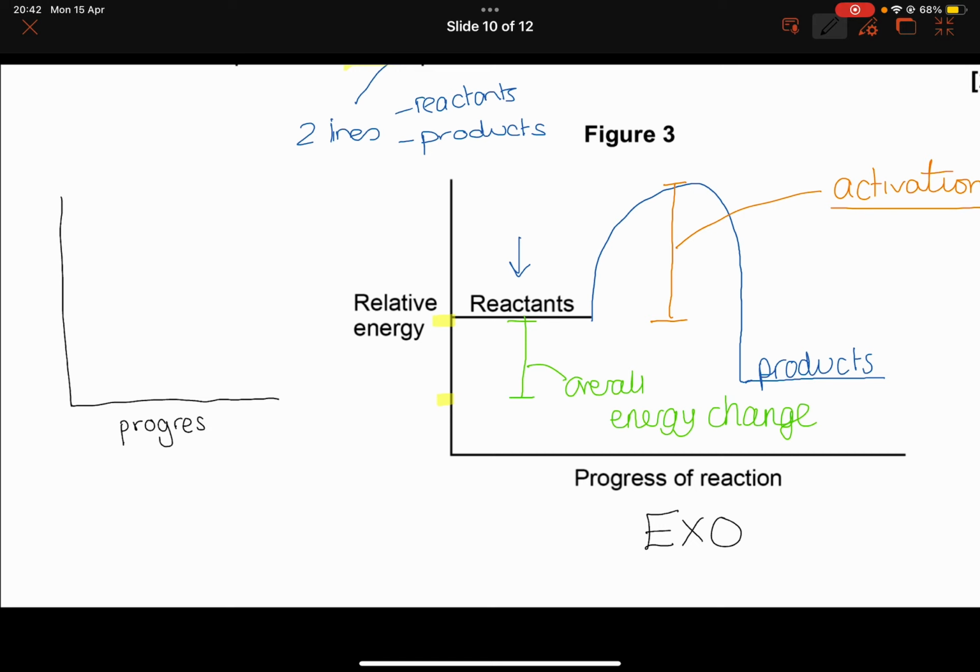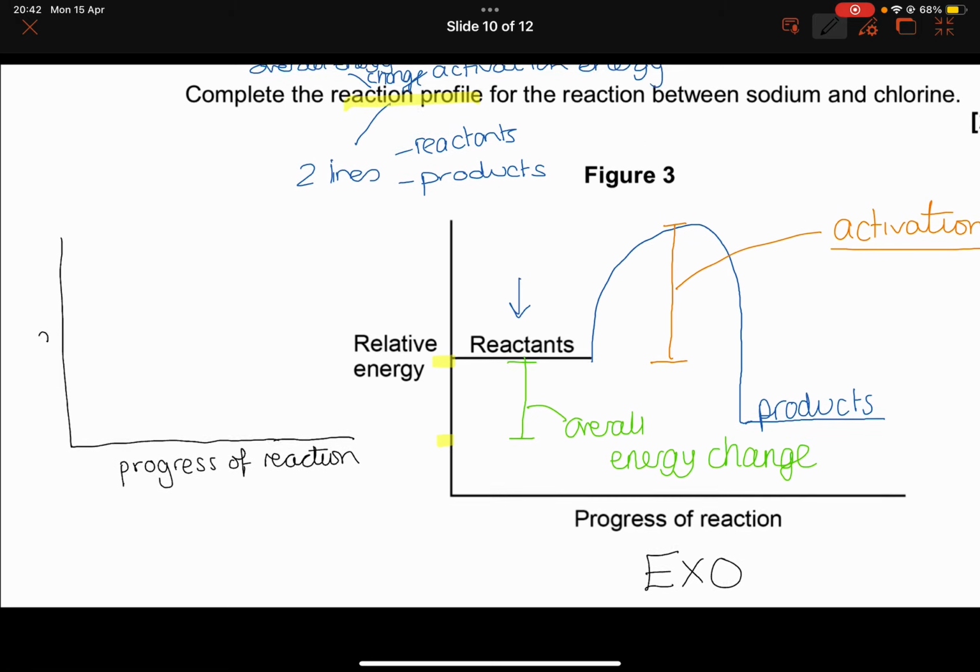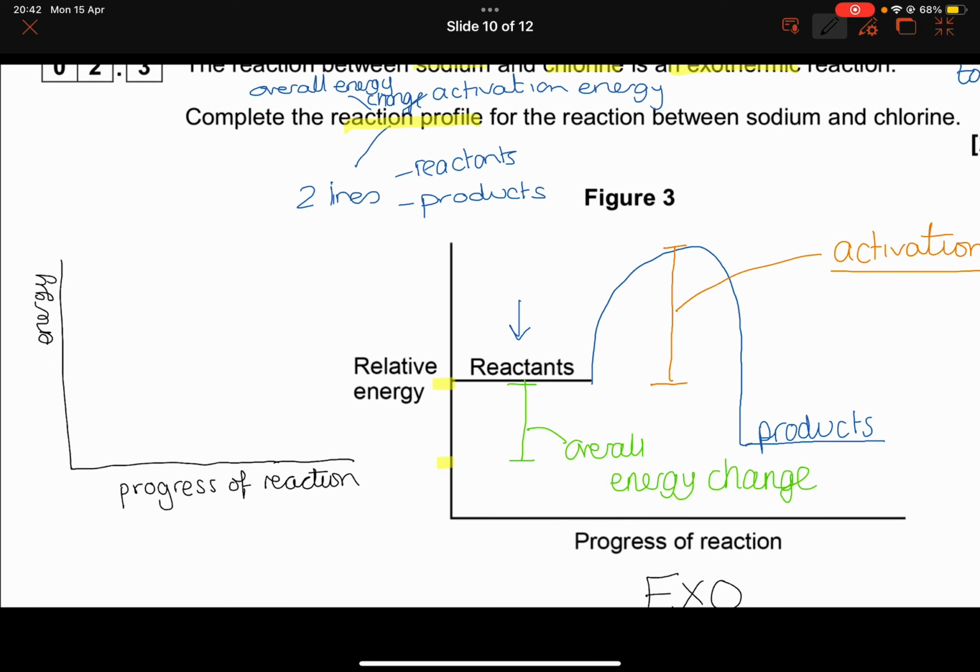So we've got progress of reaction. Sometimes it's time or course of reaction. It's essentially just the time or the progression of the reaction, and then energy. Now, if it was an endothermic, the difference this time would be if your reactants start here. So in an endothermic, energy is absorbed from the surroundings. If you're absorbing energy, then you've got more energy in the end. So the products would be higher up. The curve goes past and then meets the product line.